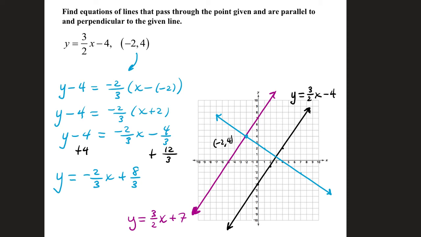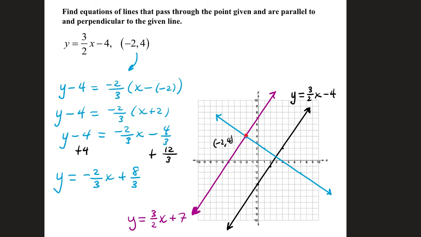Now it's going to be a little harder on this one that's perpendicular, that crosses at a 90, not because the slope's hard to find, but because when you multiply this by negative 2/3, that's how you get a product of negative 1. So let me say that another way. This line has a slope of 3 halves. If you flip the fraction and change the sign, you get negative 2/3. So this is going to be the slope we need for perpendicular.